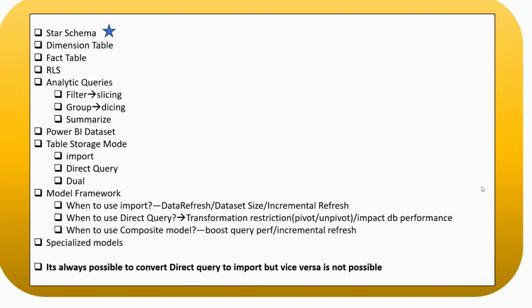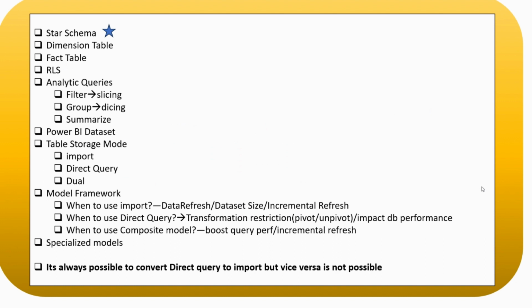So basically three things happen here: filter, then group and summarize. These things happen behind the scene. This is why the data model should be appropriate, because whenever you do anything from a report, it again requests the data model, fetches the result and gives it to you. Three things happen in between: it filters, it groups, and it summarizes.